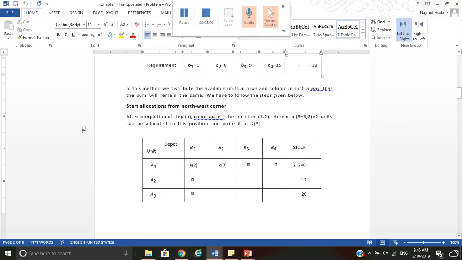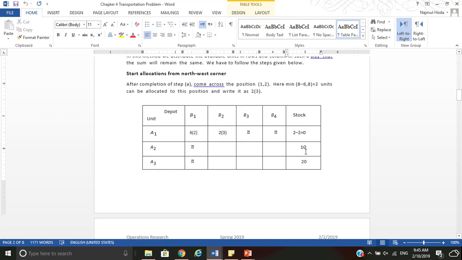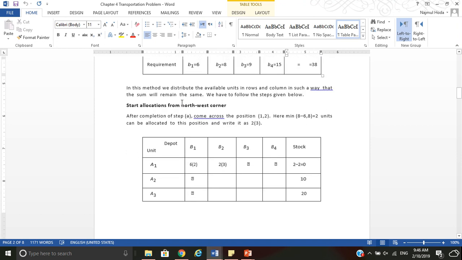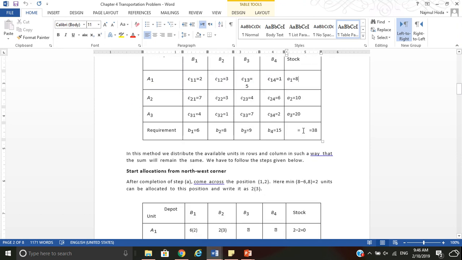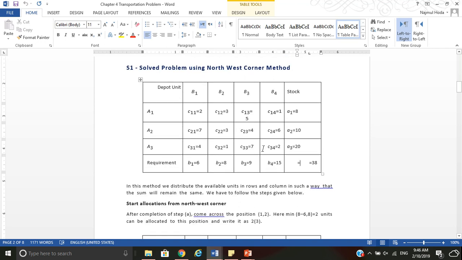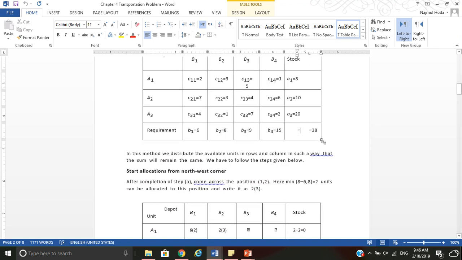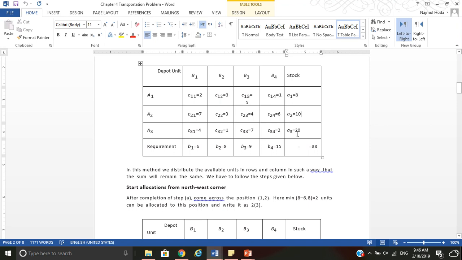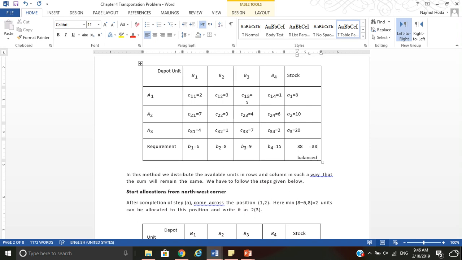So the first question is, we can solve this problem using the northwest corner method. In both the methods that we will learn, the most important step is to first learn the steps in the method. First of all, in both northwest corner and least cost, you have to check whether the problem is balanced or not, and balanced means the supply and demand are the same. So if you look here, supply is 8, 10, 20, which is 38, and demand is 6, 8, 14, 23, 15, which is 38. So this is a balanced problem.